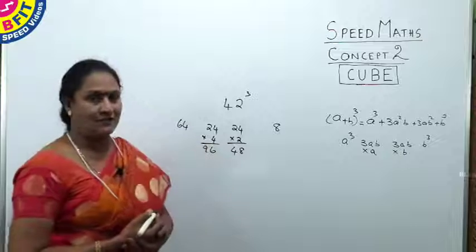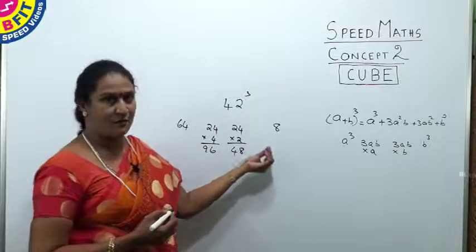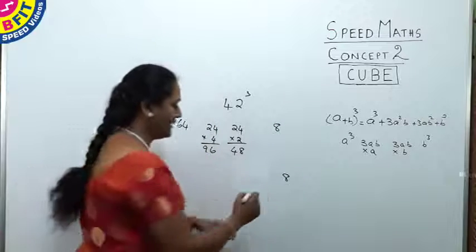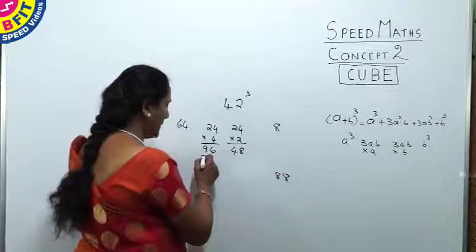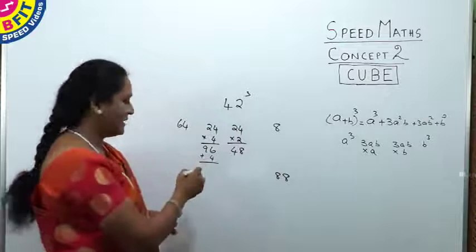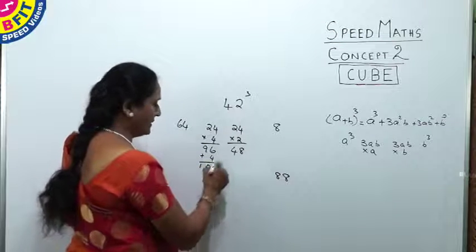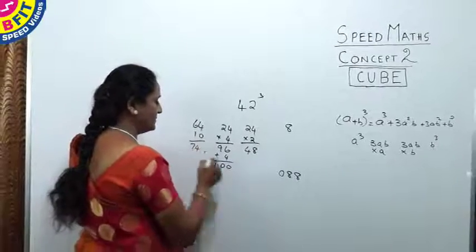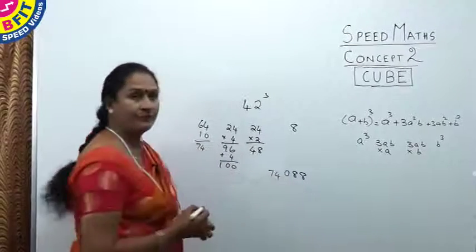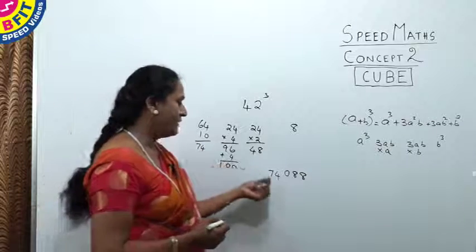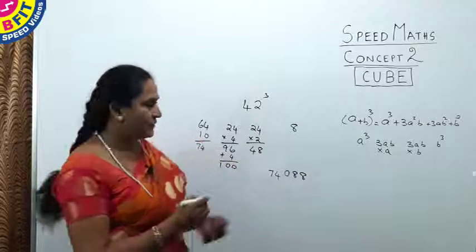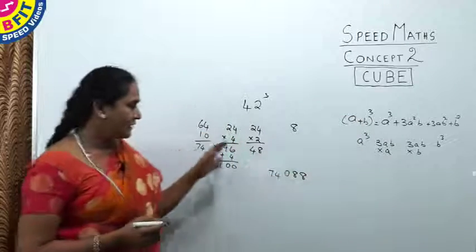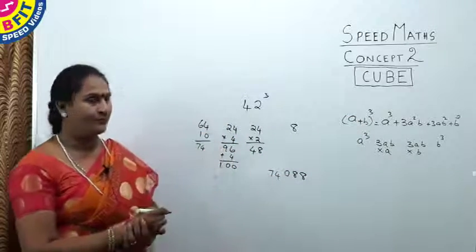Now to collect the answer, we have to retain one number in each term. So 8, retain this 8. Now 4 is added to the previous term. So 96 plus 4 is 100. Write this 0. Now 10 is added to the first term. So it is 74. So the cube of 42 is 74088. So using this identity, (a plus b) the whole cube, in a simplified format, we have easily got the cube of 42.